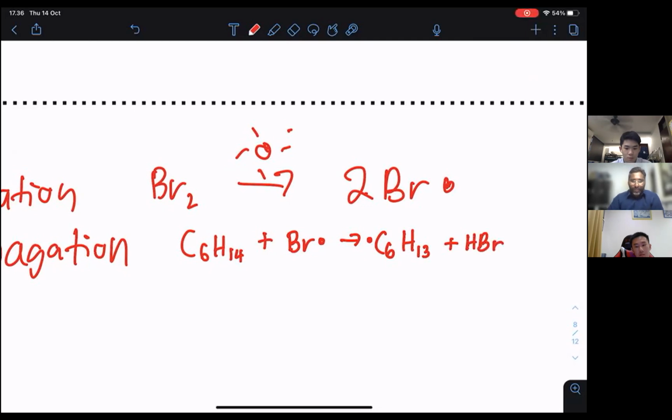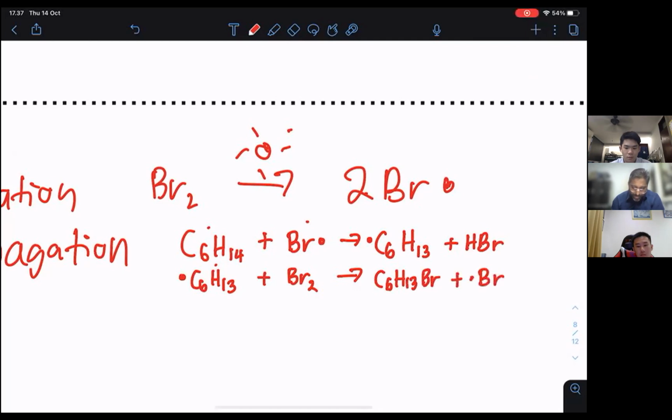If you continue, now this is a free radical, C6H13. They must react with what? Must be neutral. Remember, neutral and free radical. Just now this was neutral, this was free radical. Now this is free radical, so it must react with neutral Br2. Now the Br will go inside and join, and the free radical will be removed. So you will get C6H13Br, but now you have another Br free radical. This is how it works.